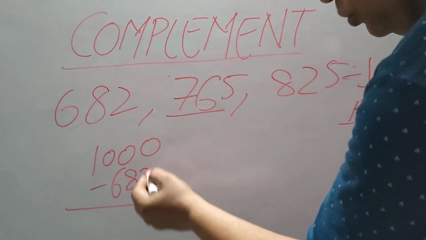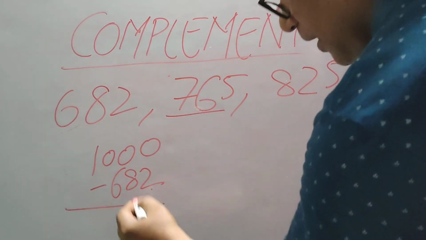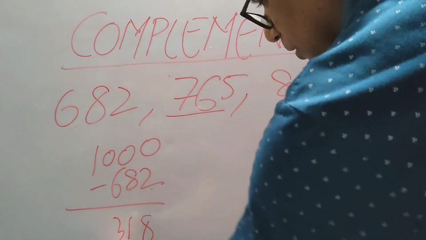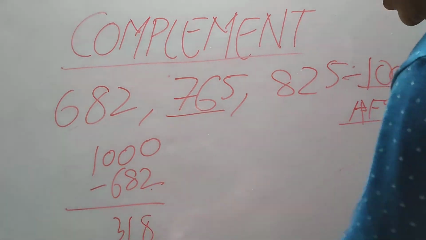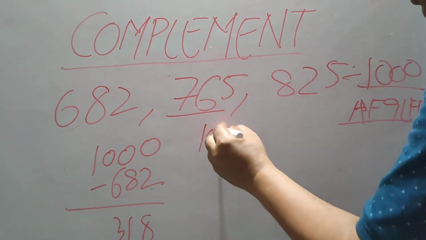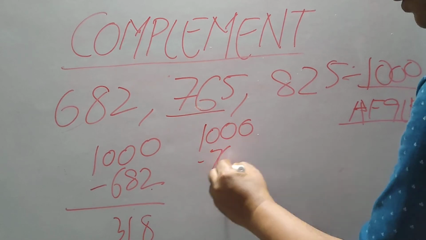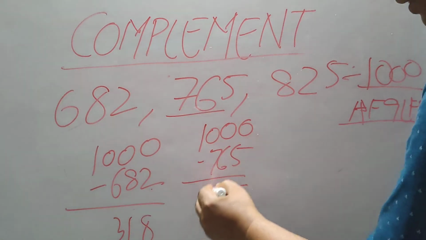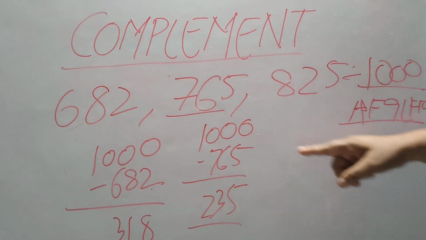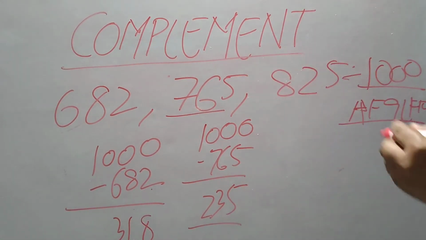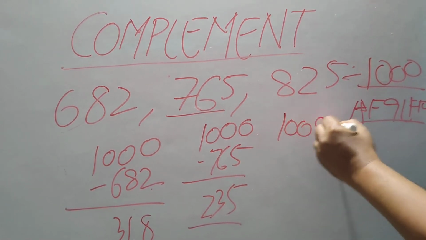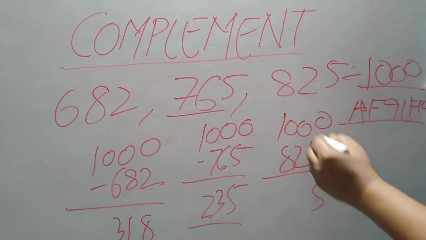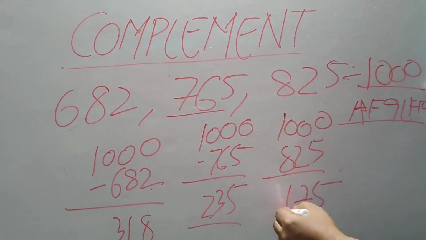So the last digit is 2, so 10 minus 2 is 8. And all the others I will subtract from 9. 9 minus 8 is equal to 1. 9 minus 6 is equal to 3. So the complement of 682 is 318. In the same way, the complement of 765. 10 minus 5 is equal to 5. 9 minus 6 is equal to 3. 9 minus 7 is equal to 2. So the complement of 765 is equal to 235. Complement of 825. Now 10 minus 5 is 5. 9 minus 2 is 7. 9 minus 8 is equal to 1.